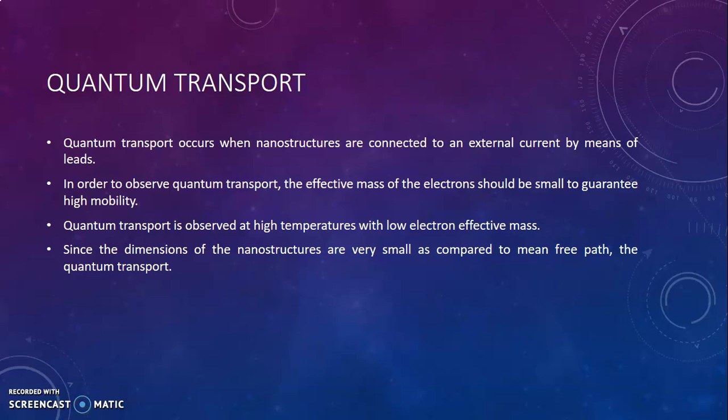Quantum transport is observed at high temperatures with a low electron effective mass. So, mass reduces at high temperatures and we can see that quantum transport can be observed. Since the dimensions of the nanostructures are very small as compared to the mean free path, quantum transport occurs.